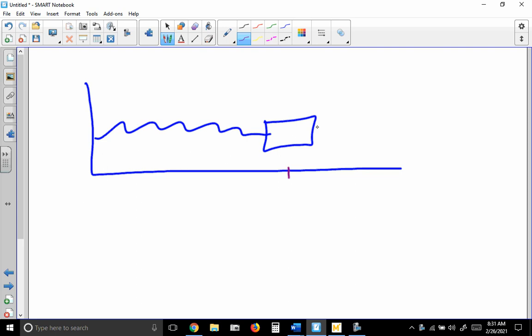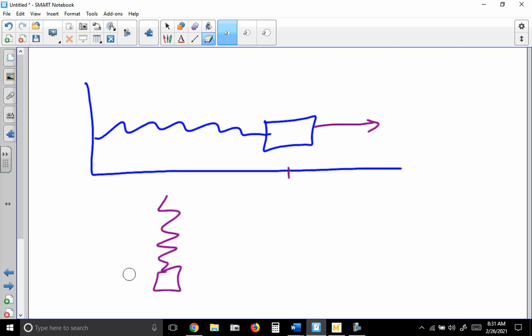sometimes it's at rest, but if we pull this object to one side and let it go, it's going to go back and forth. So it's going to oscillate left and right, left and right, left and right. Or if we have a hanging spring and we pull it and we let it go, that spring is going to oscillate up and down.